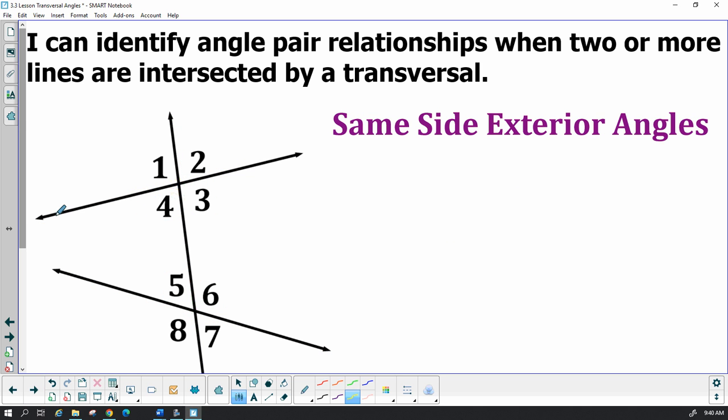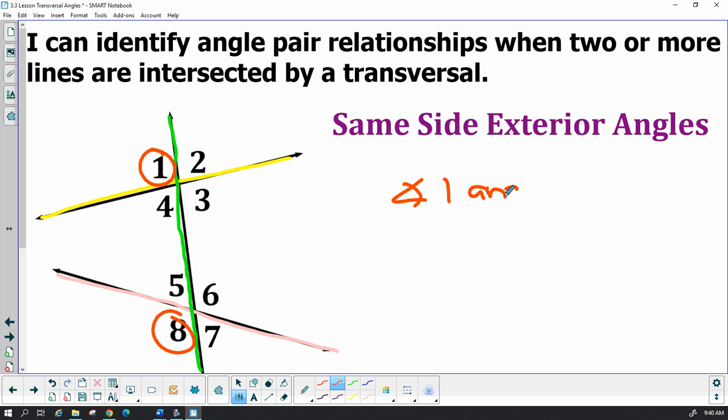Similarly, we can do same side exterior angles. This time we're just looking at the angles outside of these lines. They're going to be on the same side of the transversal, and one's going to be made by the yellow line, one's made by the pink. So same side exterior, if I'm on the left side of my transversal, it's angle 1 and angle 8. If I am on the right side of my transversal, it's angle 2 and angle 7.